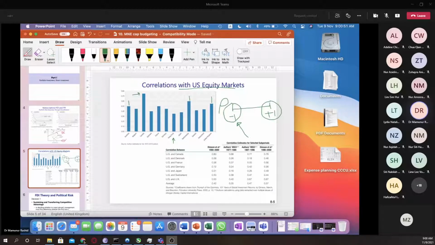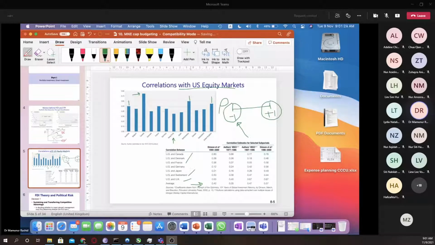The other table here shows basically correlation estimates from different studies, and these correlation estimates are shown for different countries: US and Canada, Denmark, France, Germany, Switzerland, US and UK. And this is an average correlation. Most of the countries have positive correlation with the US, meaning that if anything happens to the US market, it will eventually move those markets. So there will be some risk that you'll be taking if you are investing in these markets.